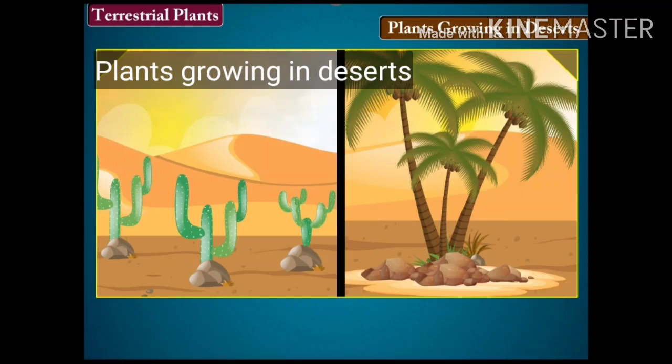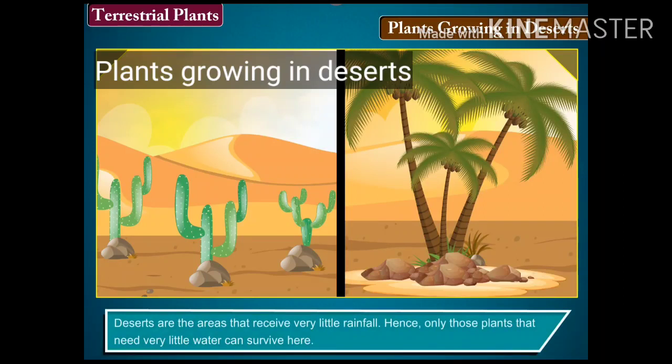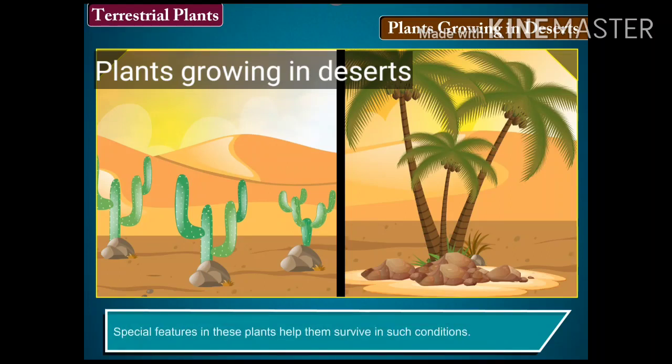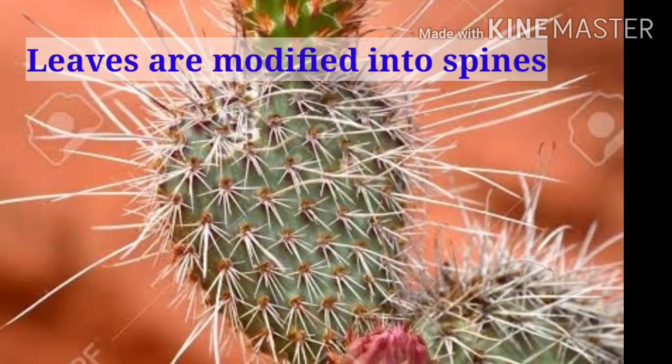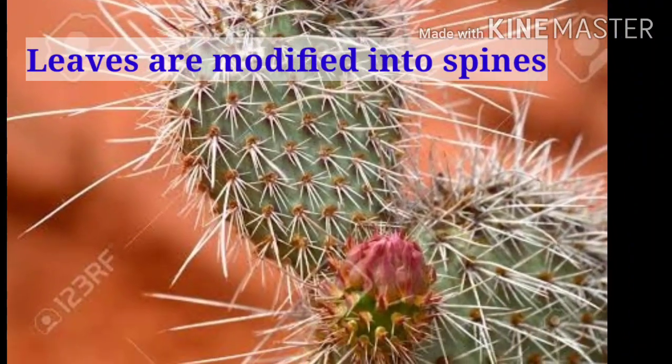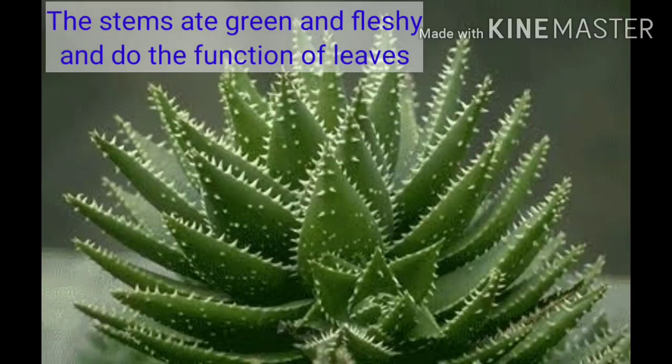Plants growing in deserts. Deserts are the areas that receive very little rainfall. Hence, only those plants that need very little water can survive here. Special features in these plants help them to survive in such conditions. In these plants, the leaves are modified into spines to prevent the loss of water. The stems are green and fleshy and do the function of leaves. It stores food and water. Cactus and date palm are some examples of desert plants.